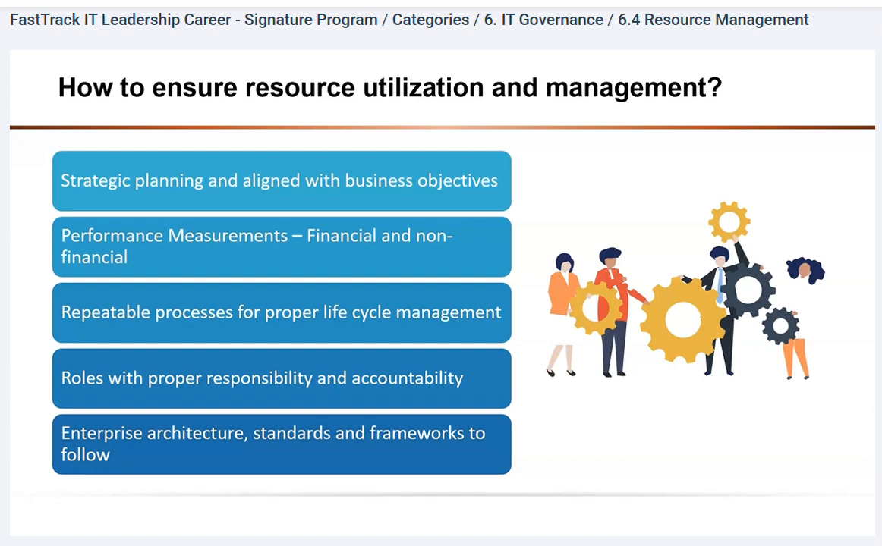And the last one is enterprise architecture, standards, and frameworks to follow. These architecture standards will help to ensure how to utilize the resources, how to maximize the benefit of them, and how to make sure that we don't violate and use the resources the wrong way. So these frameworks and standards help us. Concluding, resource management is utilizing the resources to get the maximum possible benefit out of them, and producing value for the company.